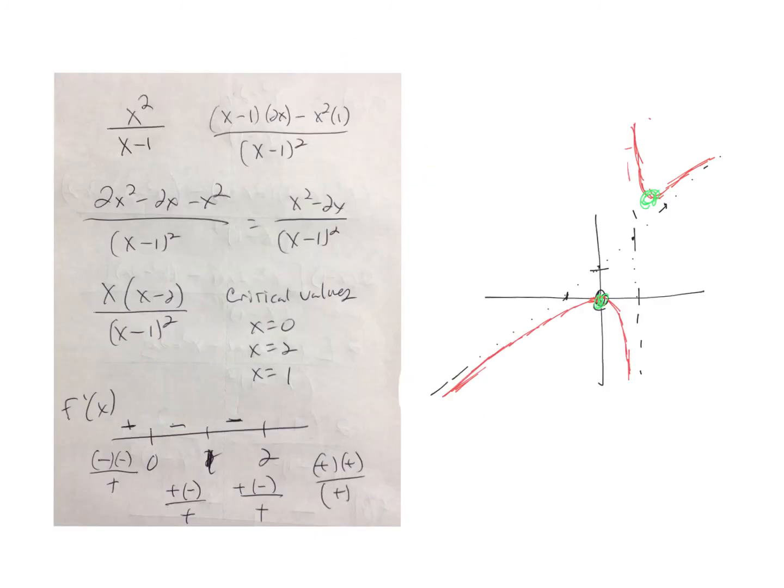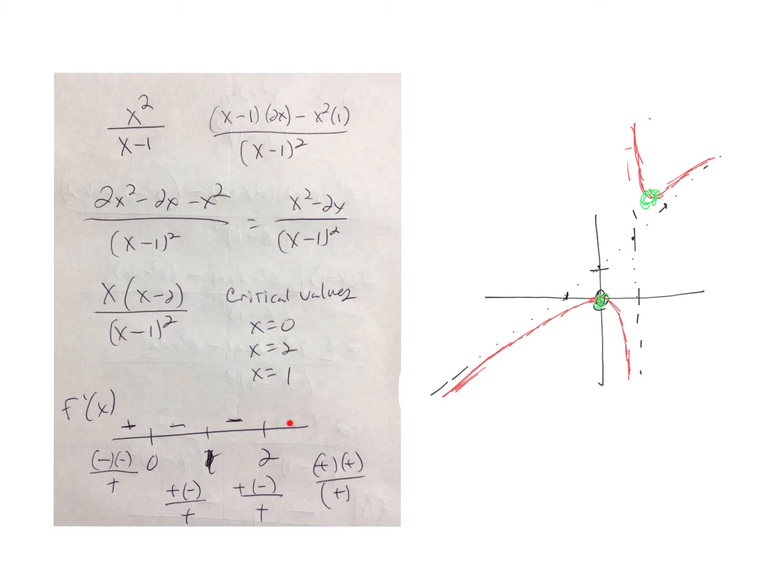So here's my first derivative. I did the quotient rule. I did the bottom times the derivative of the top minus the top times the derivative of the bottom, over the bottom squared. And then I distributed the 2x through, combined like terms. Then I factored out the x. So this tells me the critical values are 0 and 2, because those make the derivative equal to 0. And then, of course, it's undefined at 1 because the function is not defined at 1.